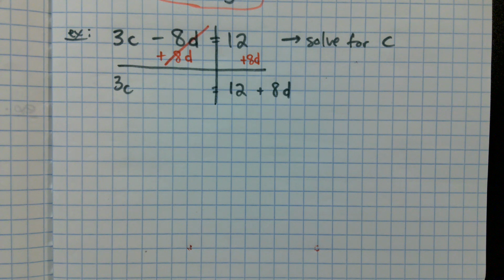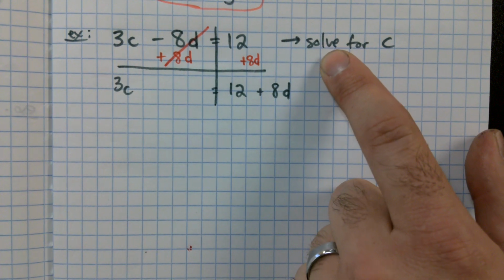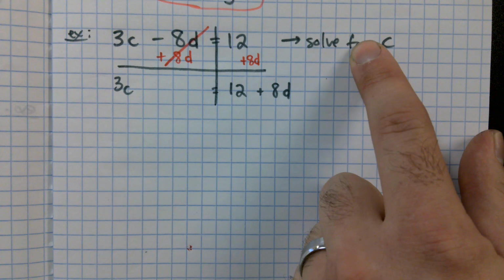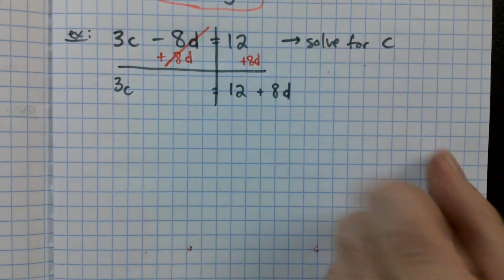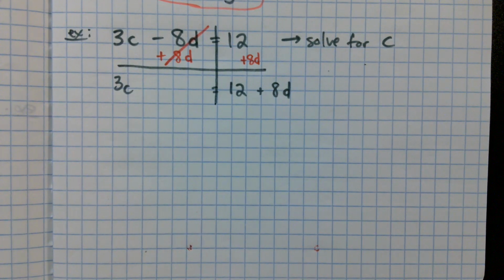It will tell you which one to solve for. It could have easily said solve for d, and we'd be subtracting 3c from both sides, right? But in the book, it'll tell you solve for blank. Yeah, great question. You're not just choosing one.